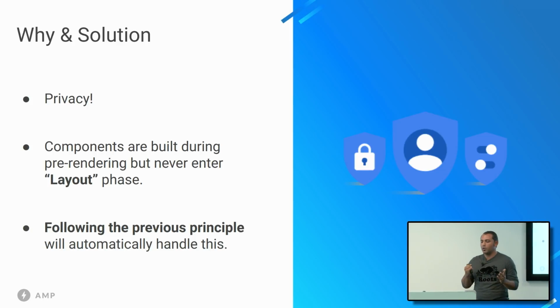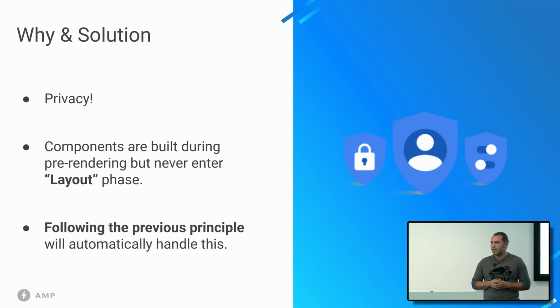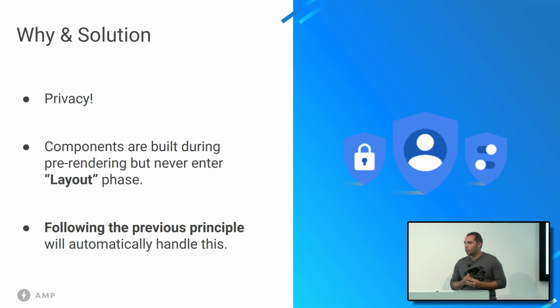So during pre-rendering, we don't want to expose any of the cookies. We don't even want to expose the IP address of the user. That means absolutely no external communications during pre-rendering. This one is somewhat simple to satisfy as long as you stick to the previous principle and do all the external communications during the layout phase. Automatically, this will be satisfied because the AMP runtime never goes to the layout phase during pre-rendering.